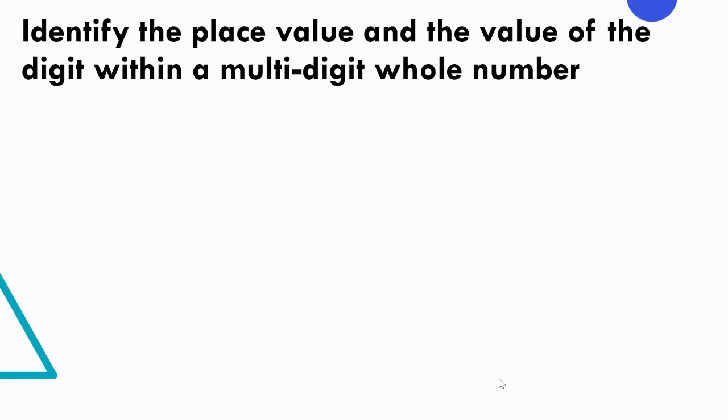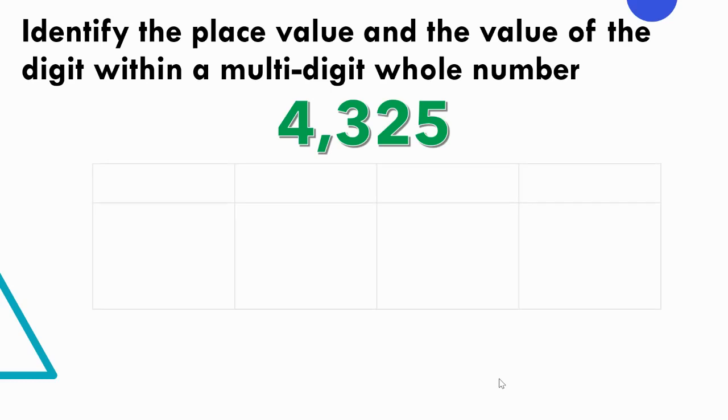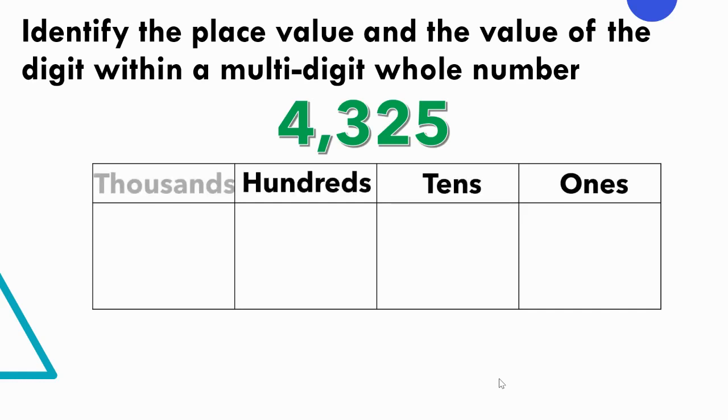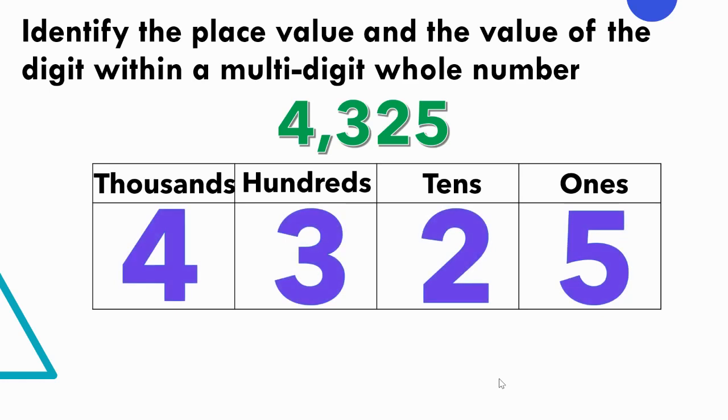We're going to start by identifying the place value and the value of a digit within a multi-digit whole number. Let's start with 4,325. We're going to start by creating a place value chart. Let's put the names of each place value correctly in the chart. We start with the ones place, tens place, hundreds place, and thousands place. Now we can correctly put the digits in the correct place values. The 4 goes in the thousands place, the 3 goes in the hundreds place, the 2 goes in the tens place, and the 5 goes in the ones place.